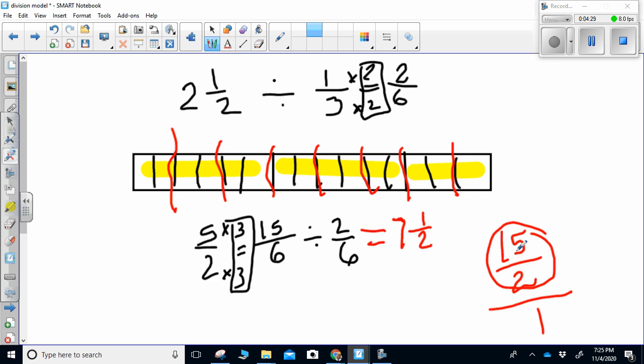And if I change this to a mixed number by division, the 2 is my denominator, so that is my divisor. 2 into 15 goes 7 times, and then I have 1 left over, so that is 7 whole groups and a half of the last group, so 7 halves.